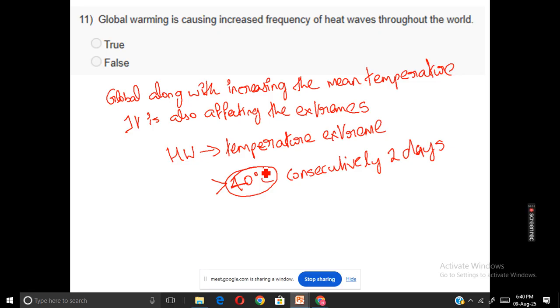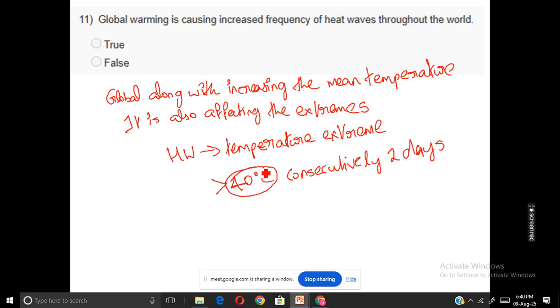Let me just confirm that the value is 40 degrees Celsius. The value changes based on the region, and this is for plains. So if the mean or maximum temperature increases greater than 40 degrees Celsius for more than two consecutive days, then a heat wave is declared over the region.